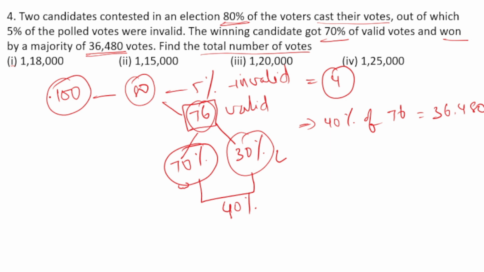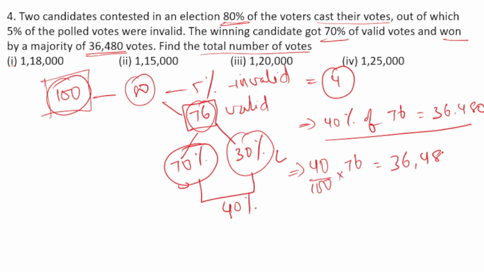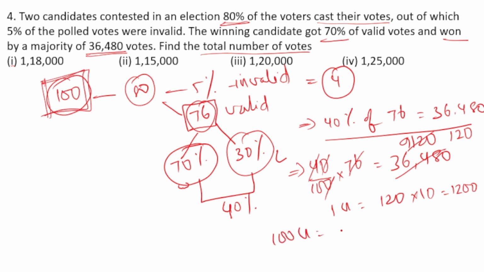Find the total number of votes. So here we have to find what is 100. So we have to simplify this one. It is 40 divided by 100 into 76 is equal to 36,480. If you simplify, it is 4 into 9120. Okay. 76 into 120. So here 1 unit is what? 1 unit is 120 into 10. It is 1200. So what is 100 units here? 100 units is equal to 1,20,000. Third option.